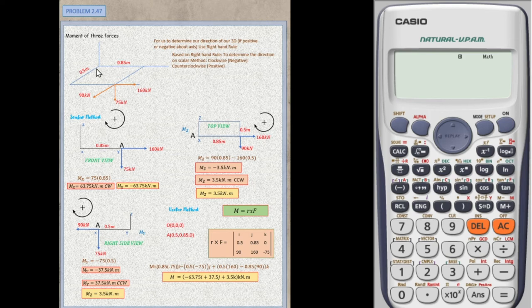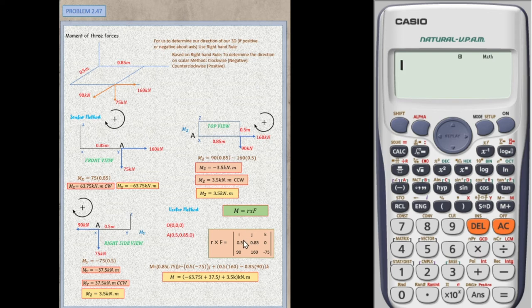So I have my coordinates. From the origin, it is 0, 0, 0. And for A, we have 0.5 meter for X and 0.85 meter for Y. It is along our origin, so our Z will be 0. So that is our r. It is from O towards A, so it will be A minus O: 0.5 minus 0 is 0.5, 0.85 minus 0 is 0.85, and this one is 0. Then we have positive 90 kilonewton for i, positive 160 for j, and negative 75 for k, since the 75 kilonewton is going towards its negative direction.